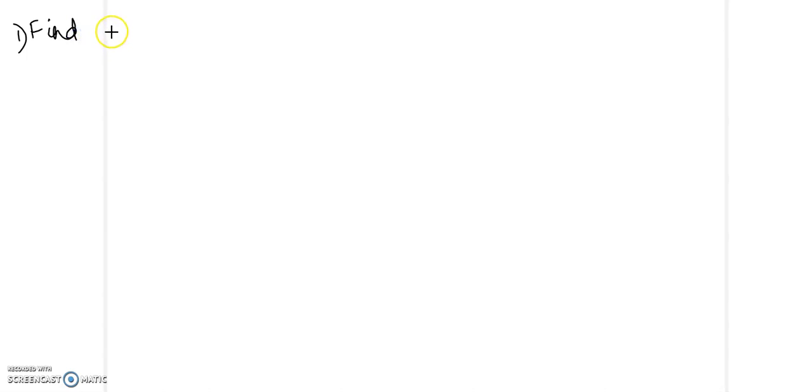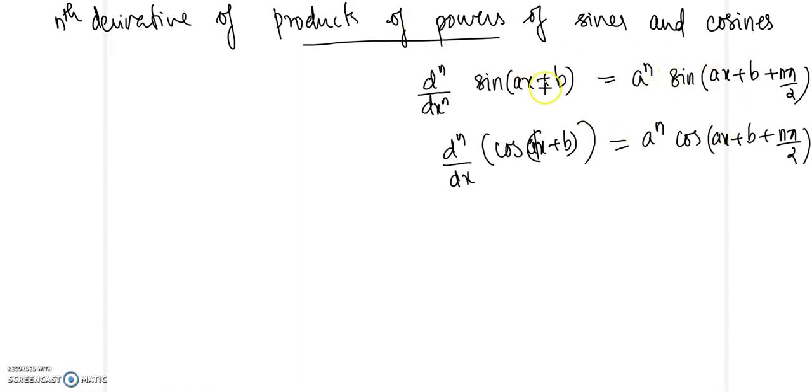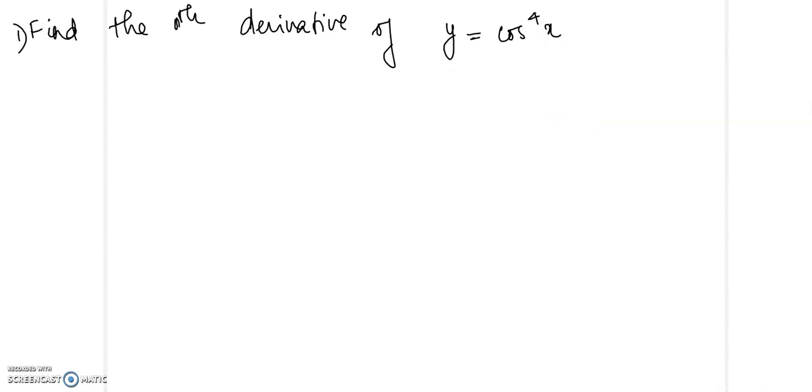Find the nth derivative of y equal to cos raised to 4x. Now what we are going to do is convert this given function entirely into linear terms. So we use certain trigonometry identities to make everything linear terms. Sin ax plus b formula, cos ax plus b formula, you know how to take the nth derivative. So that's what we are going to do.